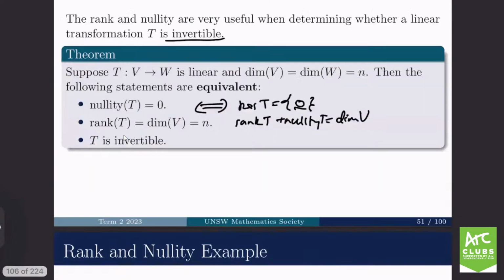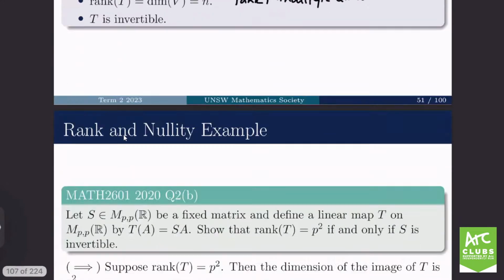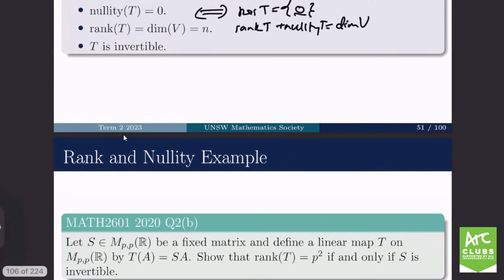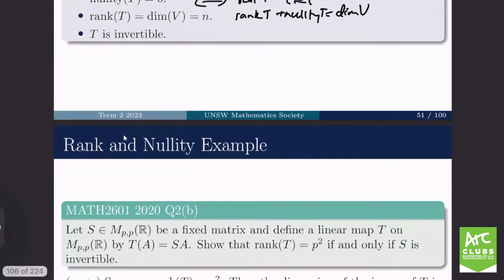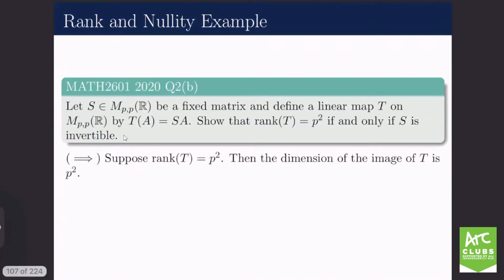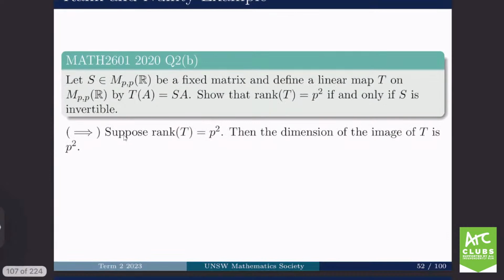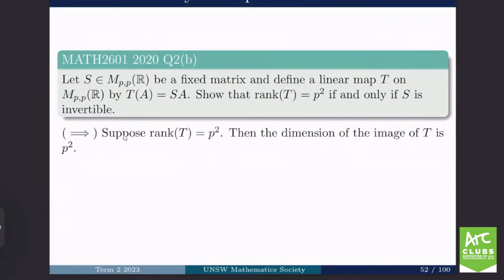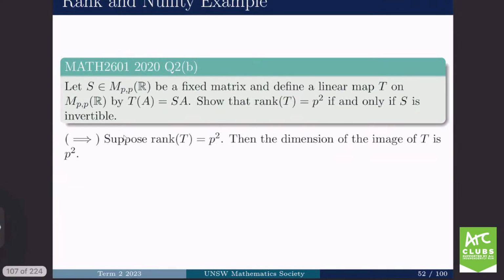All right, let's move on to an example of rank and nullity. This is a question from the 2020 past paper. It says, let S be a P by P real matrix that is fixed, and define a linear map T on the vector space of P by P real matrices by T of A equals S times A. In other words, I take some P by P matrix, and the linear transformation is just multiplying it by some fixed matrix S. Now show that rank of T equals P squared if and only if S is invertible.